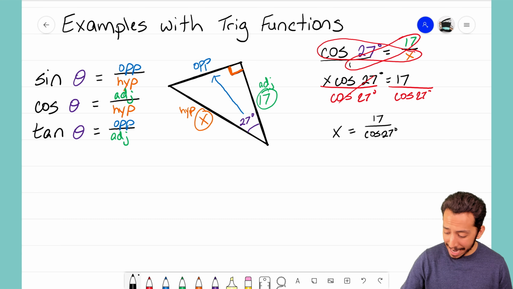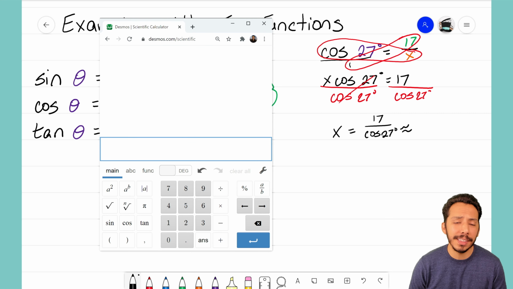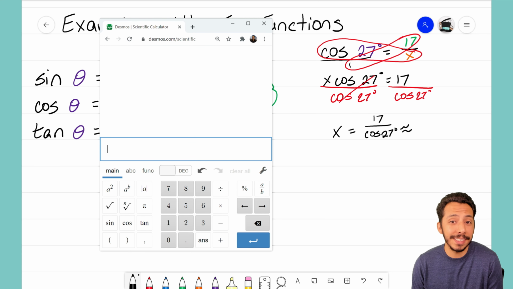So at this step now, I just need to get my calculator, enter that expression in, and I will now know what x equals. So I'm going to go ahead and open up my free online scientific calculator by Desmos. It's at desmos.com/scientific. You can use it on your browser, on your phone, or your tablet, or even your computer like I'm doing now.